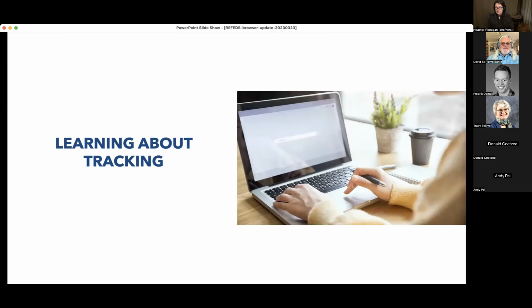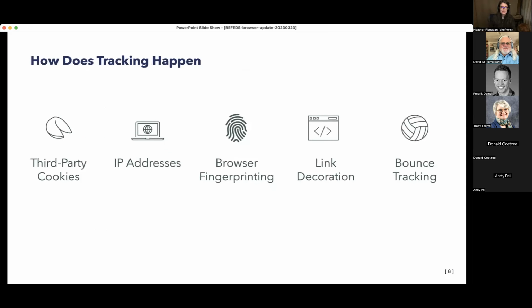So let's learn a little bit about tracking. What is all of this made of? Well, it happens in a bunch of different ways, right? There's the third-party cookie problem, which most people are familiar with at this point. There's IP addresses, which is very near and dear to the heart of academic librarians in the world. There's browser fingerprinting, there's link decoration, there's bounce tracking.